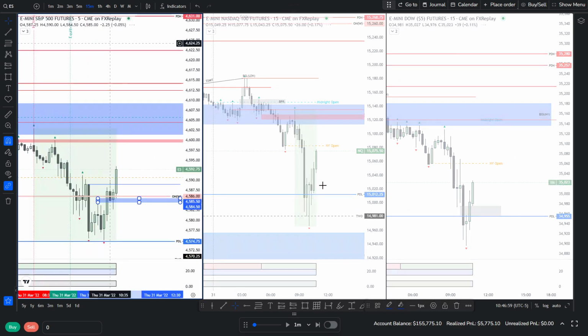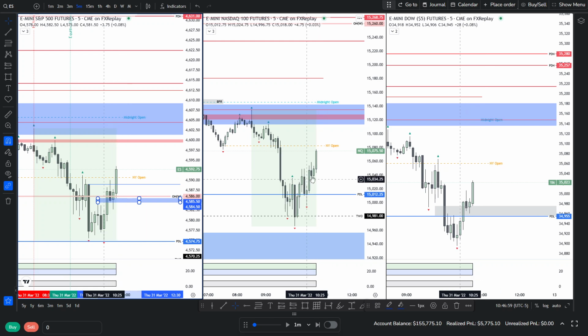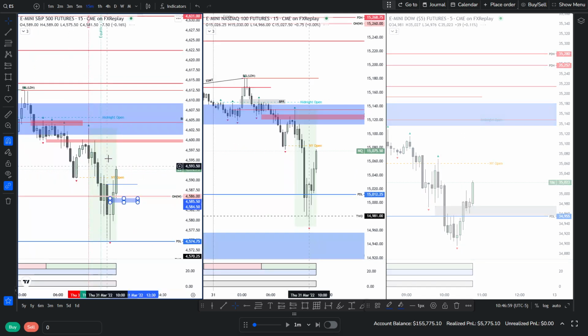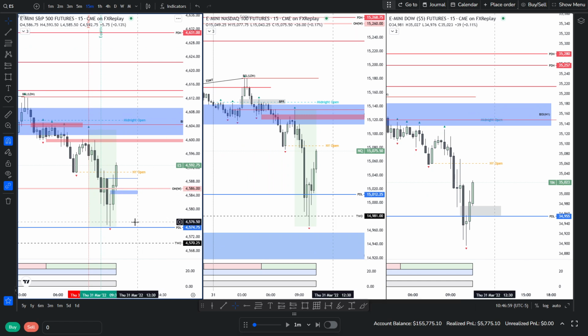So if we go to the 5 minute, we can see there was displacement on NQ. These lows do look as though they will probably be revisited. But let's see what NQ does. We need to see a candle closure above there. So right now we haven't got that. So we're just going to have to wait.